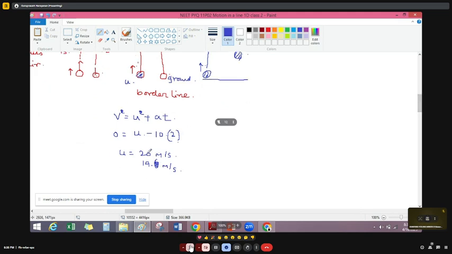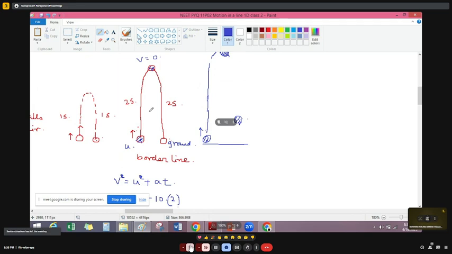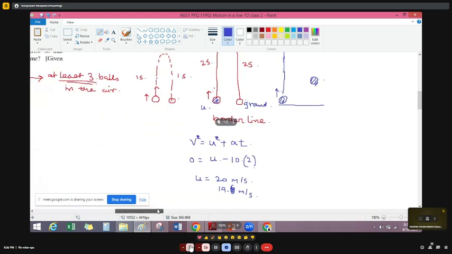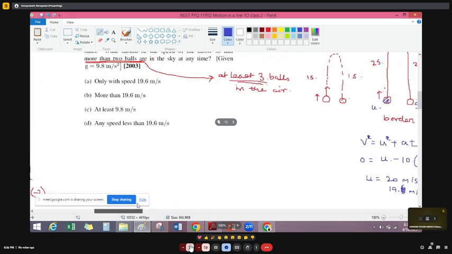If I throw it at 20 or 19.6 meter per second, only 2 balls will be in the air. That means I have to throw with more than 19.6 speed. Only then this situation will come. So this needs a bit of simulation-like thinking. See if the imagination comes. It's not an easy one, so think a little bit. Your answer is more than 19.6.